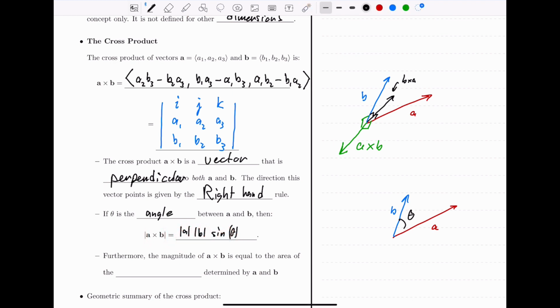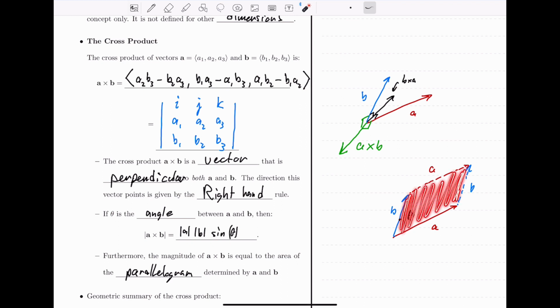There's one more geometric property of cross products here. Geometrically, this magnitude means something in terms of the picture. If we draw a parallelogram determined by the 2 vectors, the area of that parallelogram is equal to the magnitude of the cross product. Here's what the parallelogram looks like. We would write B over here, and then we'd write A over here. This is a parallelogram, and the area inside this parallelogram is equal to the magnitude of the cross product vector.